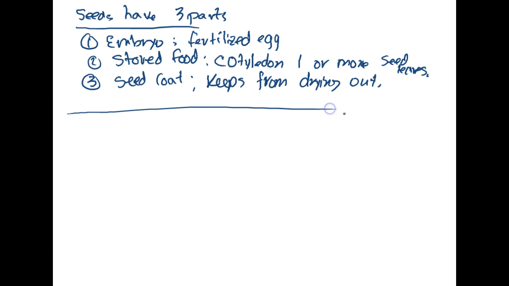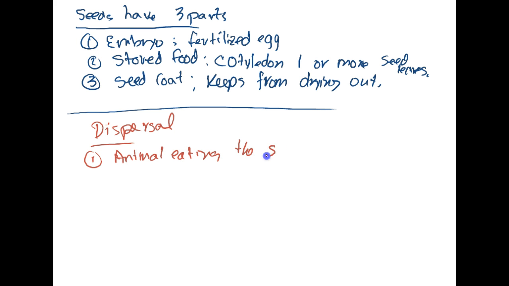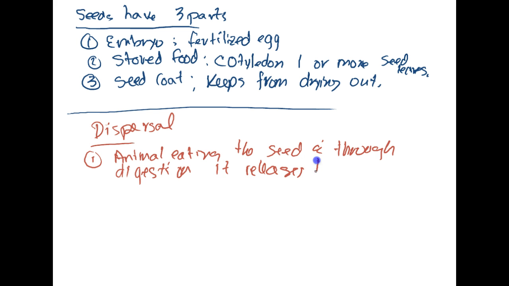And the seeds have to be able to disperse from one another. And so in order to disperse, we call it seed dispersal. And seed dispersal is done in a couple of methods. The first method can be done through an organism or an animal eating the seed, and through digestion, it releases the seed.